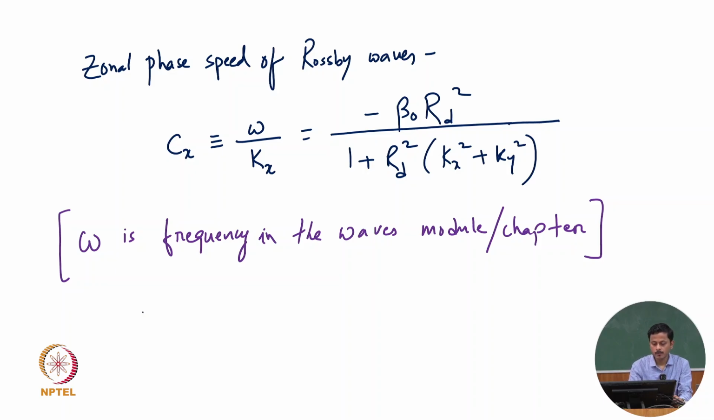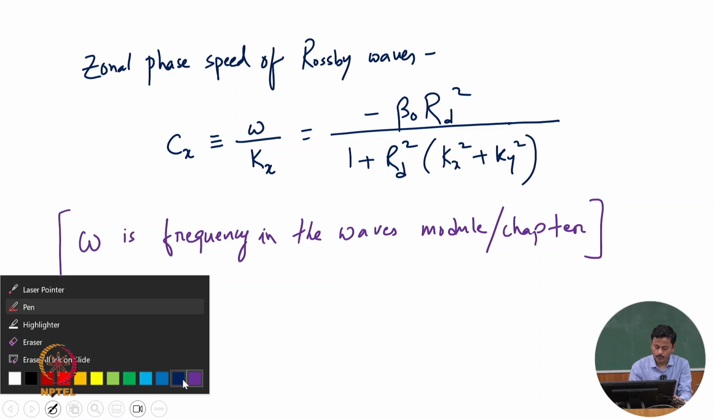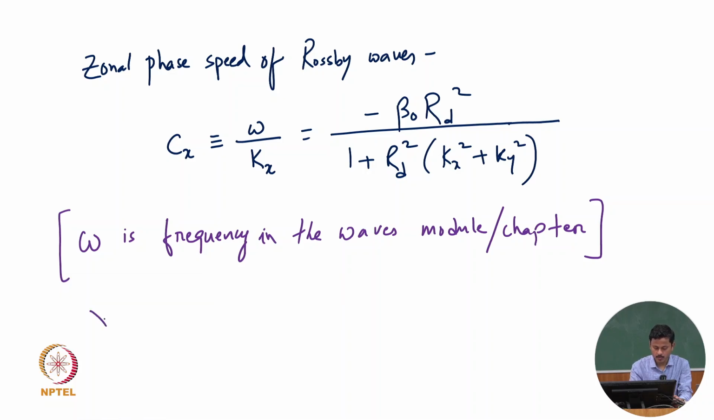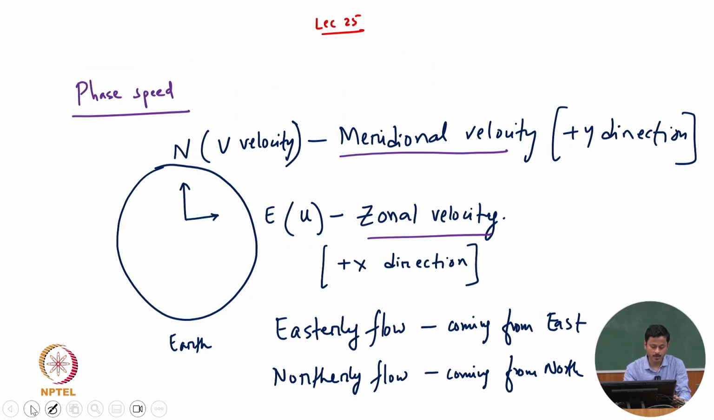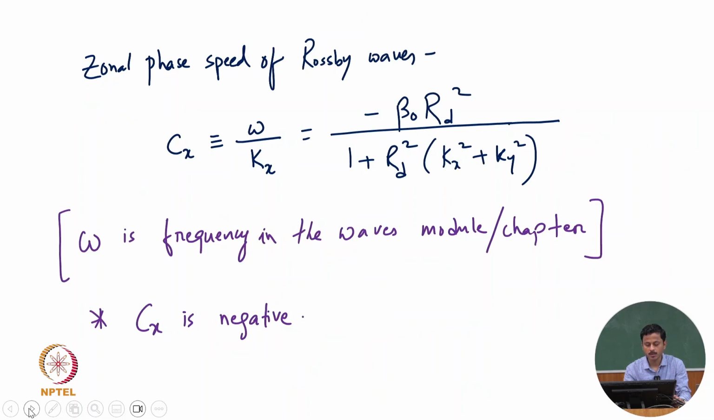Okay, so now a few observations. One observation that I have already made is that Cx is negative. Based on the discussion that we had in a previous slide, you can just pause and think, what does it mean? If Cx is negative, which direction is the flow, based on the terminology that we have introduced? Based on the terminology, the flow is always from east to west.